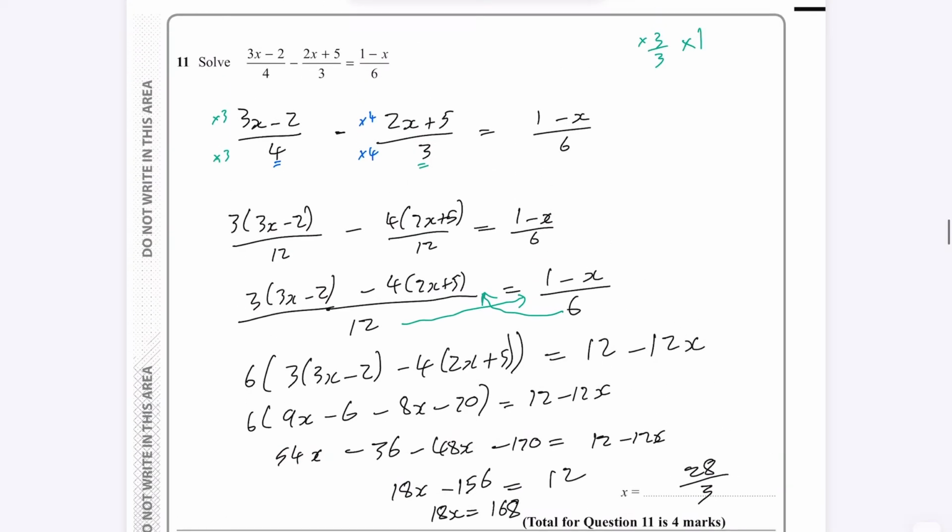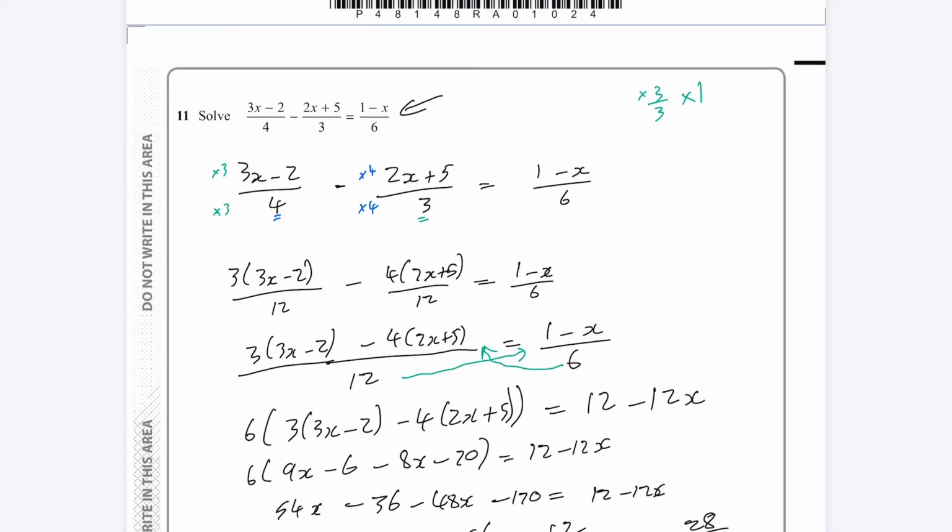I'd advise you to substitute this back into the equation in your calculator and make sure the left is equal to the right, to make sure you got the right answer.